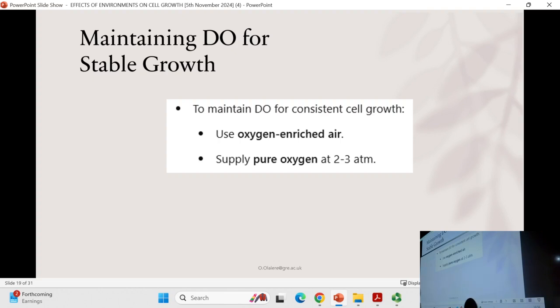Then maintaining dissolved oxygen for stable growth. To maintain dissolved oxygen for consistent cell growth, you will use oxygen-enriched air. And that is easy. At the end of the day, we always pass something inside our bioreactor to introduce the oxygen, and then supply oxygen at 2 to 3 atmospheres. So those are the parameters you need to take into consideration. If I were you, I would start today.